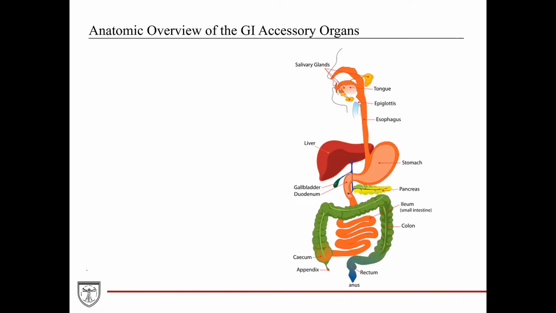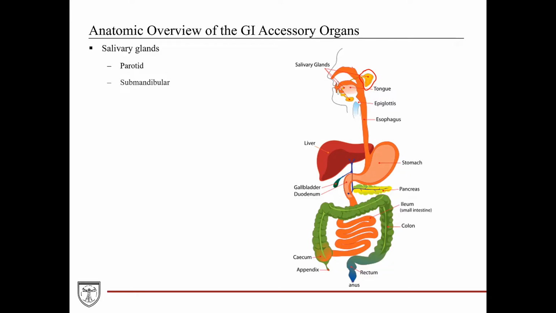From the anatomic perspective, the GI accessory organs are comprised of the three pairs of the major salivary glands, which include the parotid salivary glands, which are positioned just lateral to the ramus of the mandible. These are by far the largest of the salivary glands, and they're responsible for producing a lot of watery secretions and injecting them into our oral cavity.